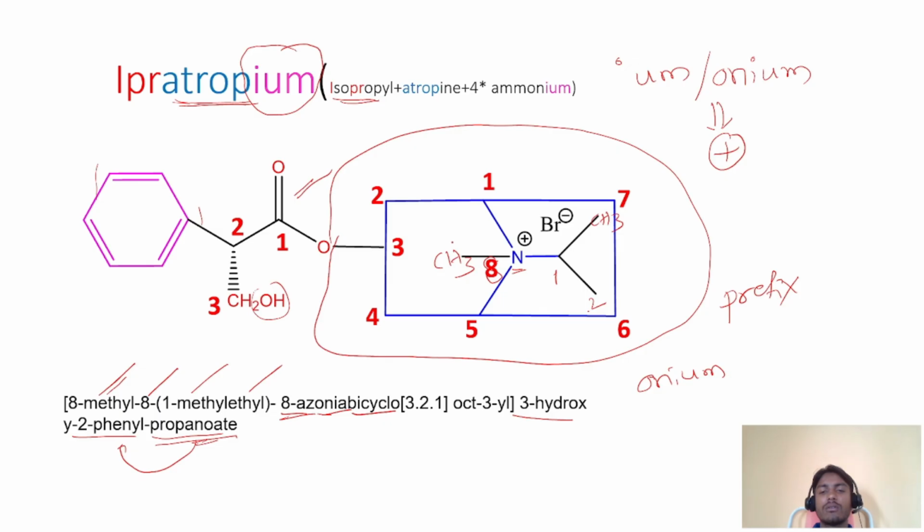Next, bicyclo, it is a bicyclic compound. One of the bridges contains 3 atoms, the second bridge contains 2 atoms, and the middle bridge contains 1 atom. So 3.2.1, oct, a total of 8 atoms are there. Hence oct-3-yl, the third position is substituted with the ester group. So this is about ipratropium bromide.